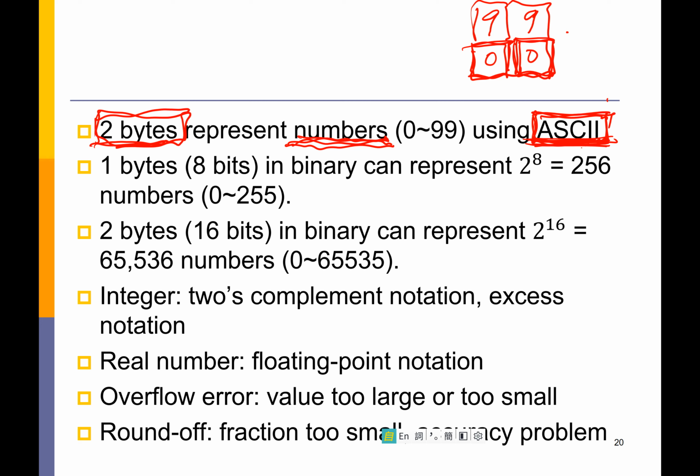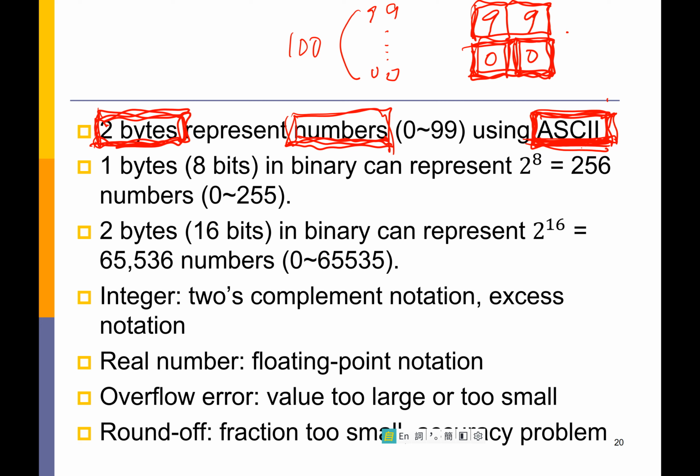So when you're using ASCII symbols and using 2 bytes to represent a number, the smallest number is 0. The biggest number is 99. And how many numbers in between? 100 numbers you can represent by using 2 bytes of the ASCII table.